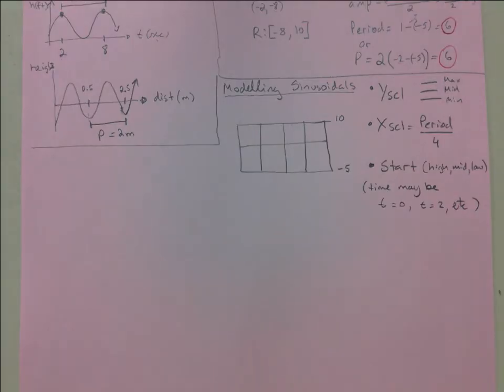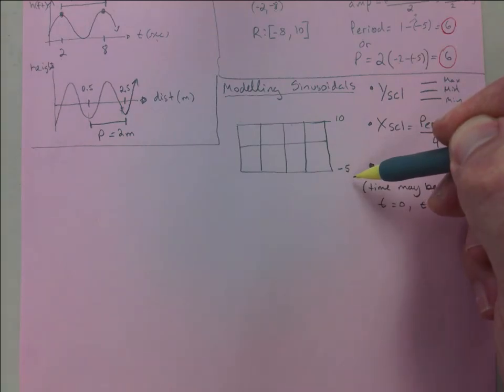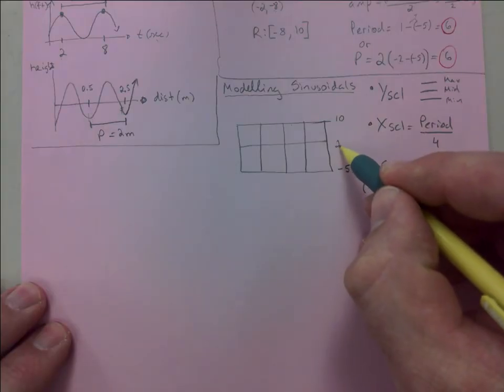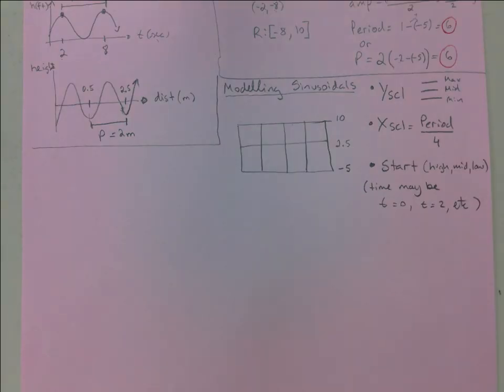Okay, how do I find my midline from this? 10 plus -5 is 5. What's half of 5? That would be 2.5, right? So there's 7.5 amplitude.